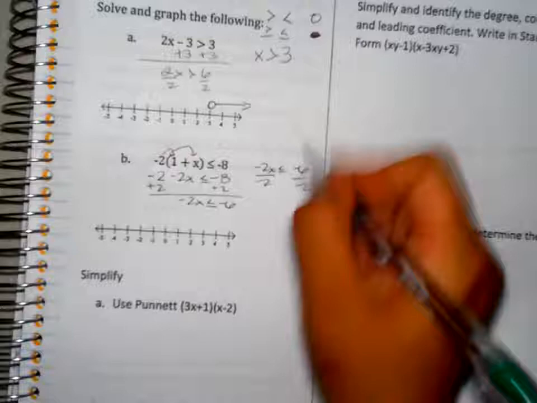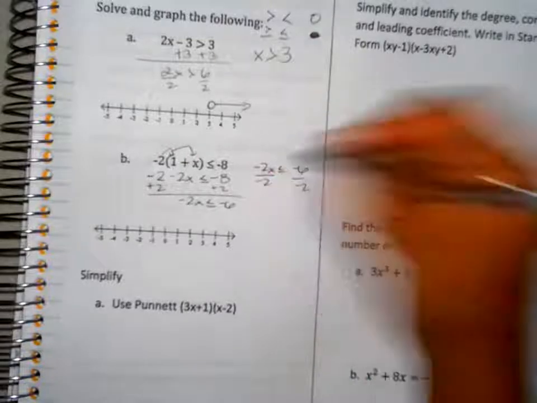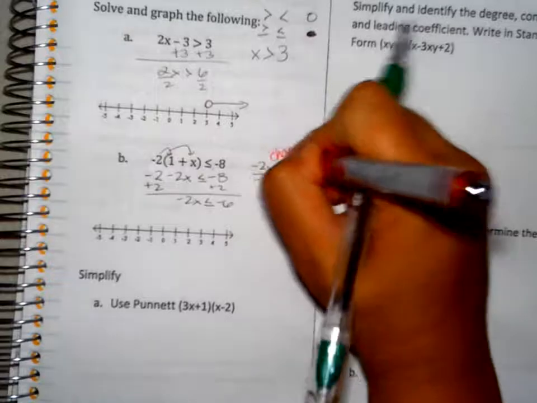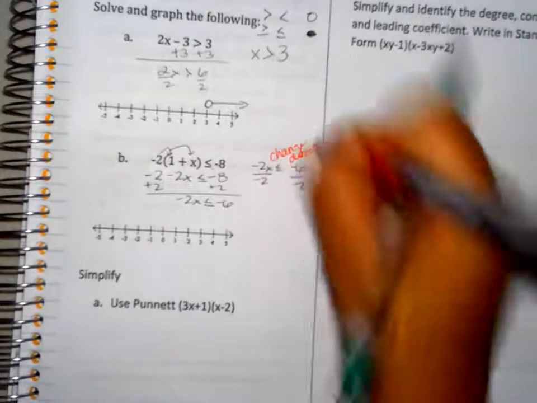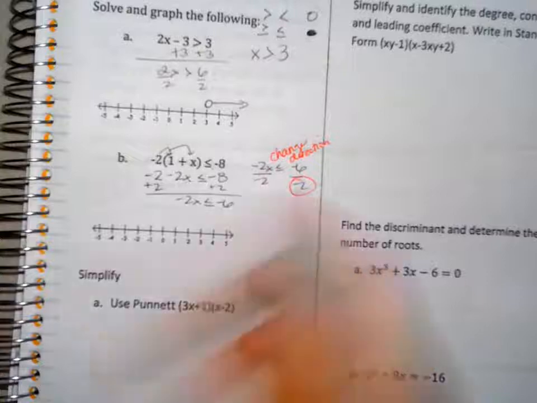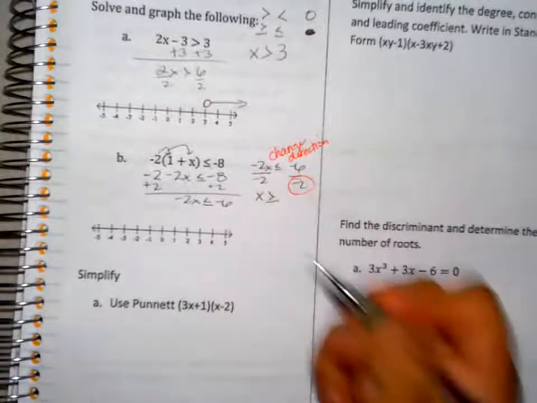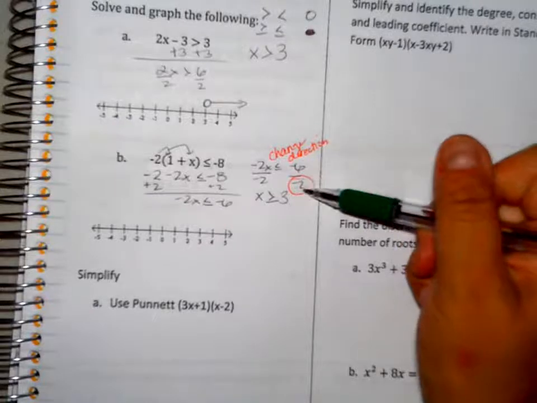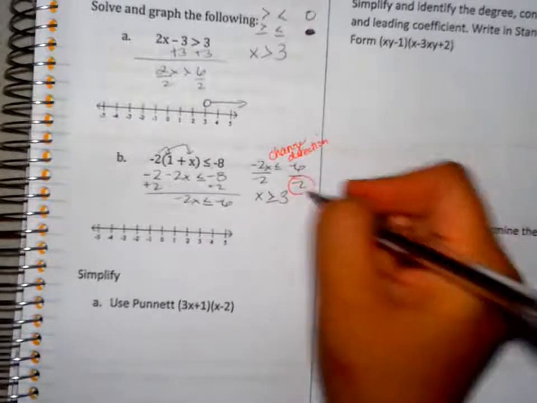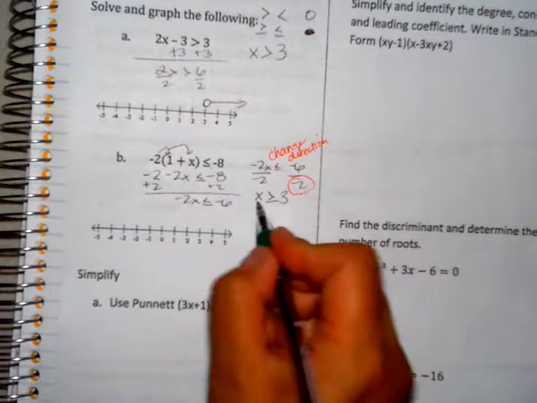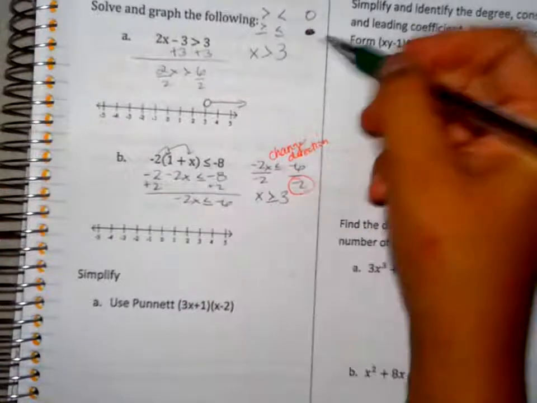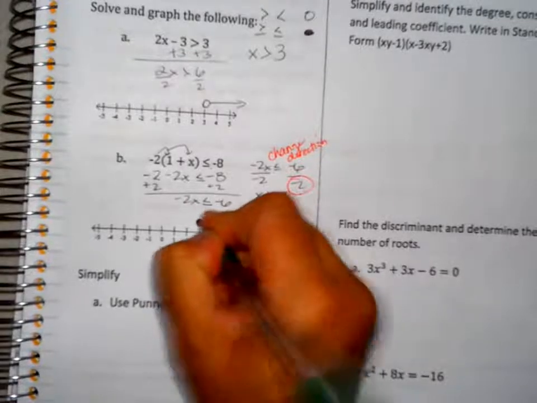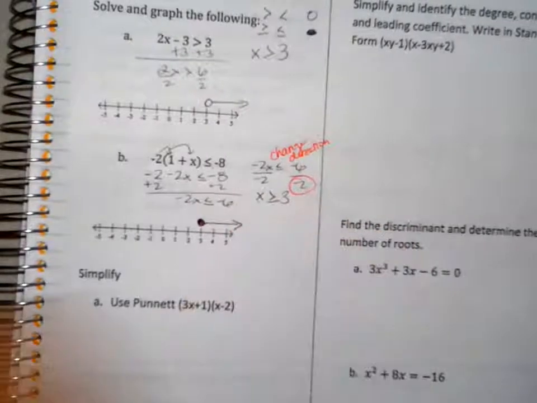Now, here's the other thing. When you multiply or divide by a negative, remember you have to change your sign. So change the direction of your sign, because you're dividing by a negative. So I'm going to get x is greater than or equal to +3. We have -6 and -2, which is +3. So I have a circle. It's going to be closed on +3, and x is greater than that. So it's going that way.